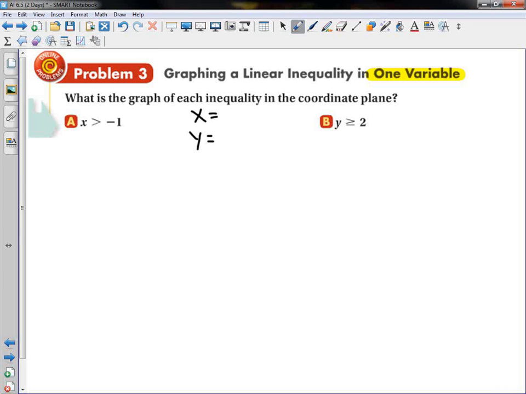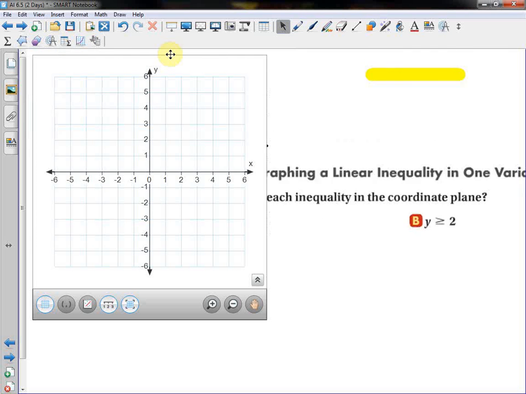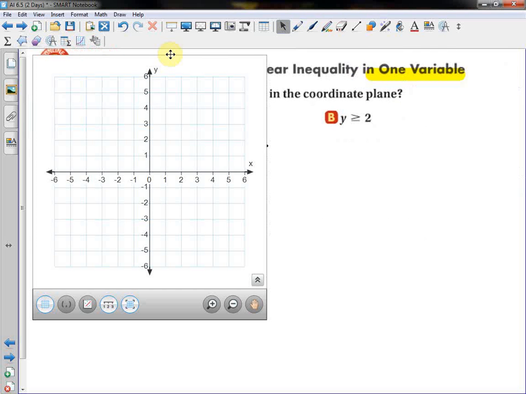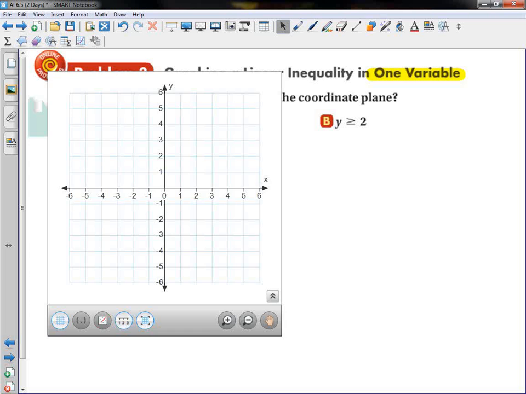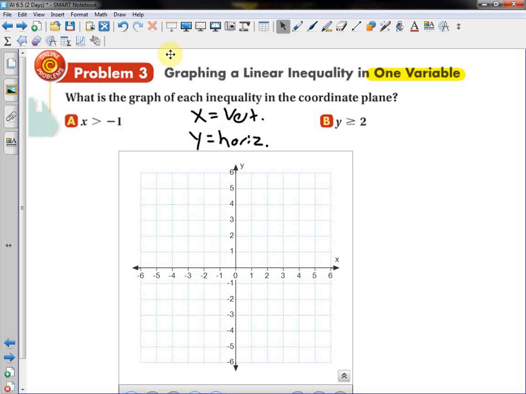Now we should remember that if it's x equals, it should be a vertical line. And if it's y equals, it's a horizontal line. So those are our 2 different types of graphs. And once we know that, it's actually pretty easy to do these types of problems. So let me get down a graph here. Oops, wrong one. Let me put that back. There we go. Okay. So once you know that, it's pretty easy.